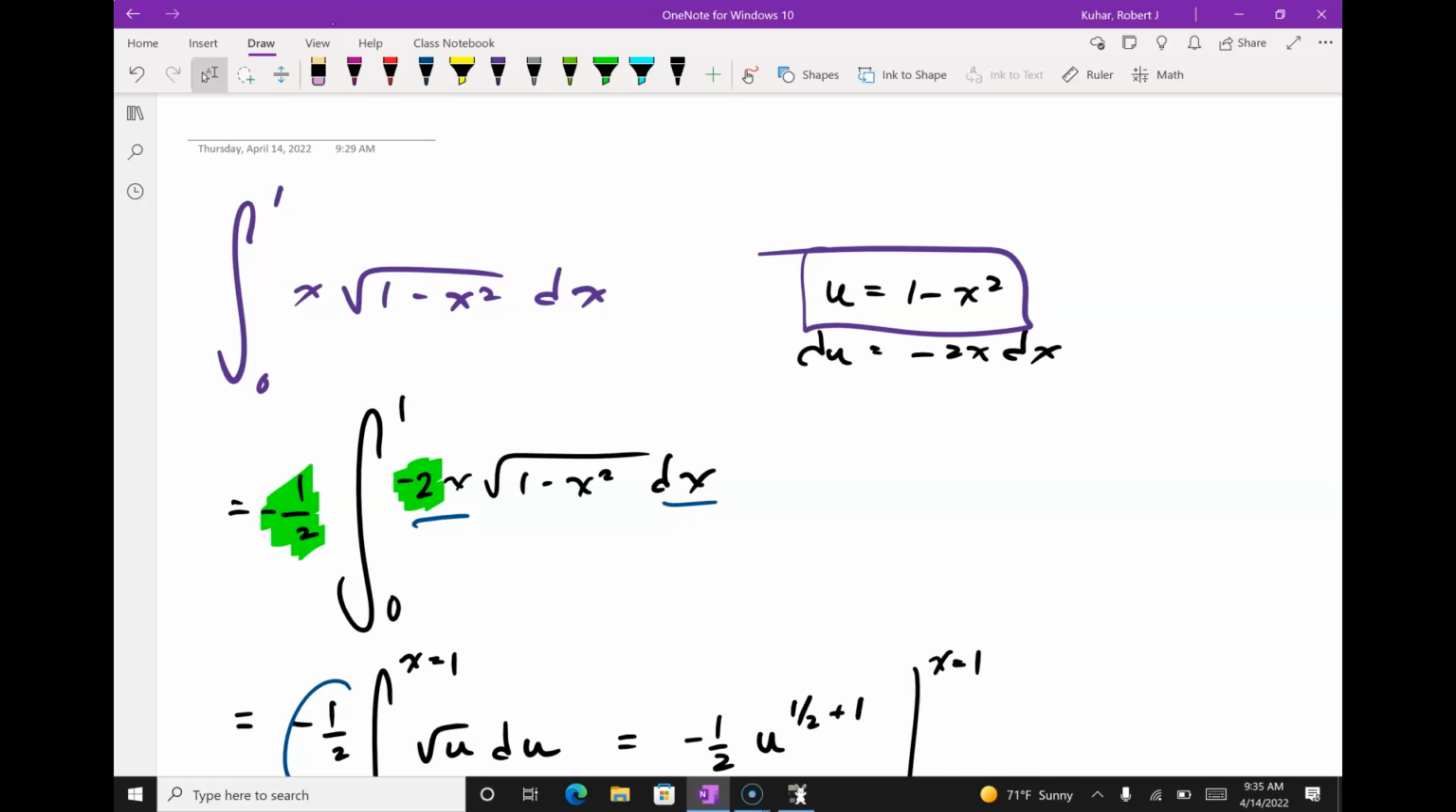Let's talk this through together. Don't write it down, please. You can do it over. You don't need to write it down. Copying it is not as good as doing it. So here's my integral, yes?